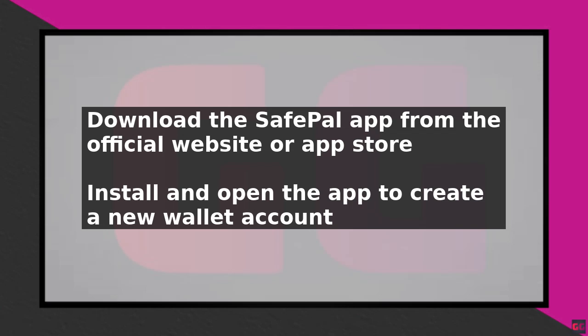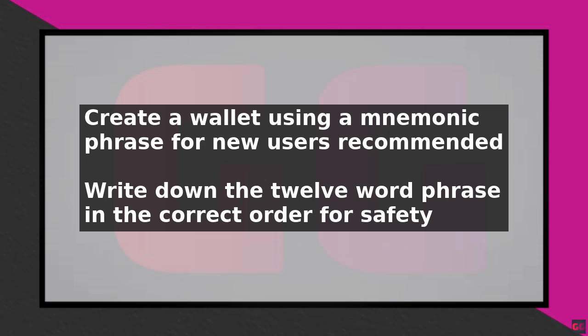A mnemonic phrase is a list of words that can be used to restore your wallet in case you lose access to it. Click on Create a new wallet and you will be shown a list of 12 words. Write down these words in the correct order and store them in a safe place. It is crucial to keep your mnemonic phrase safe and secure, as anyone with access to it can control your wallet and its assets. After writing down the mnemonic phrase, you will be asked to confirm it by selecting the words in the correct order.